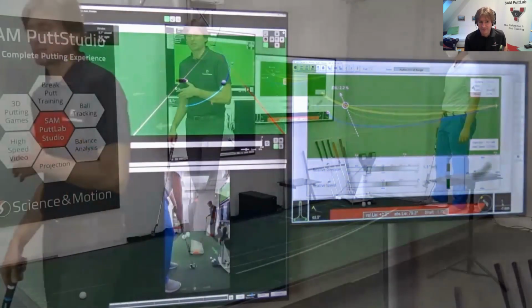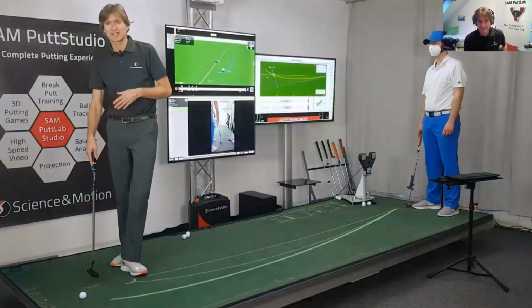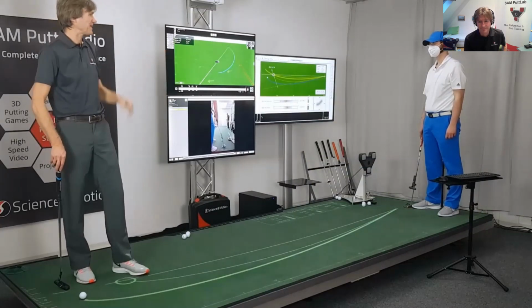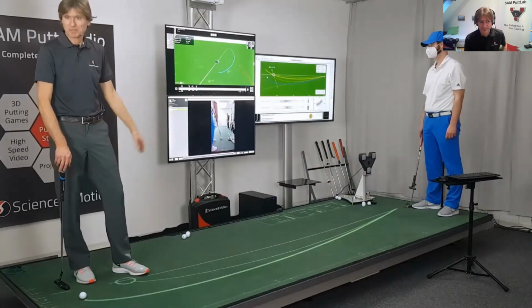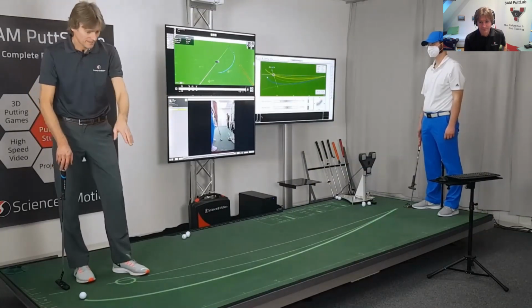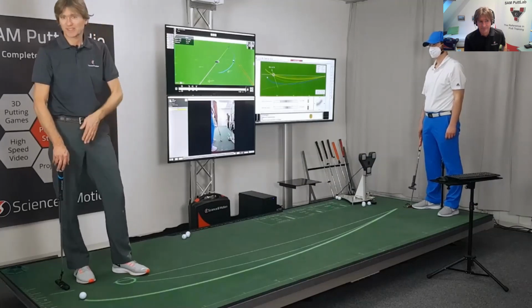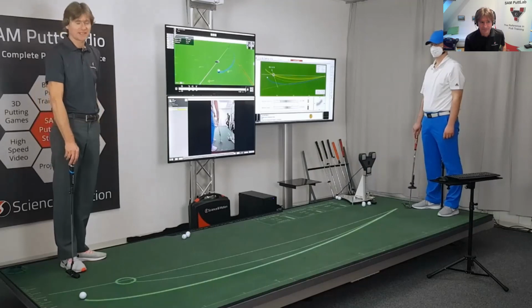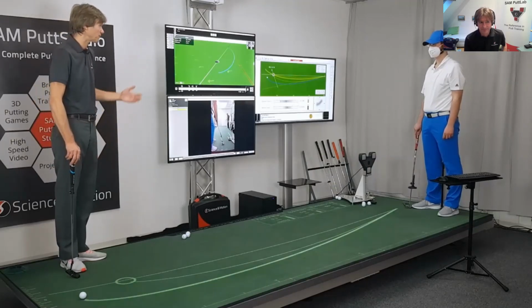So we can put him into different scenarios. We can then come to uphill putts, short putts, longer putts, putts which are across the surface, not in the center. So this is all possible, and this could be predefined in protocols also, which would be training plans.